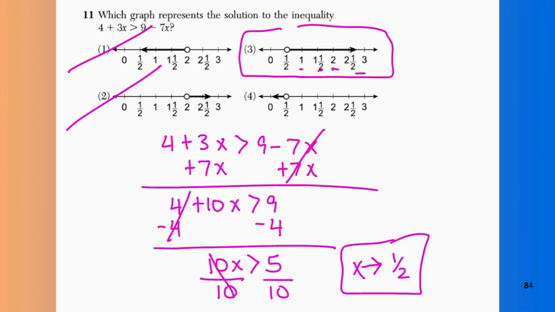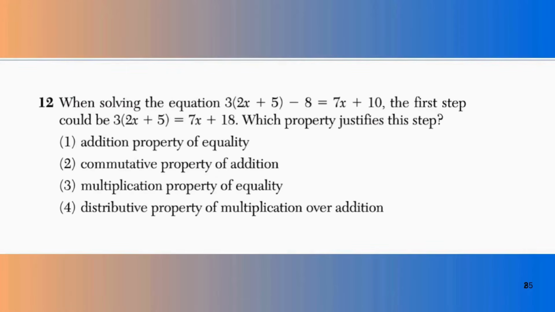bigger than 1/2. Number 12, when solving this equation, the first step could be 3 times 2x plus 5 equals 7x plus 18. Which property justifies this step? So you could solve this a bunch of different ways. They're saying one thing we could have done is change it into this expression.